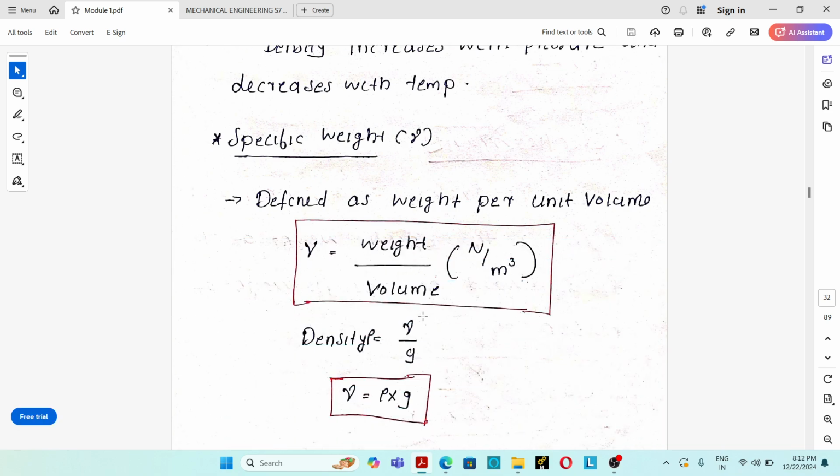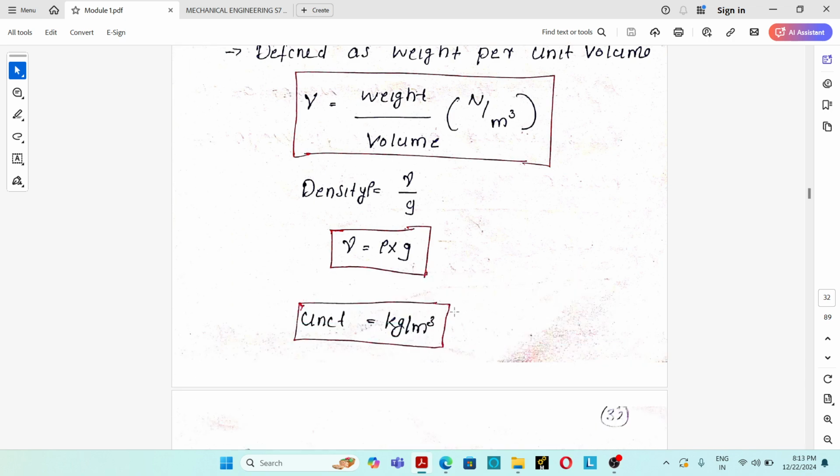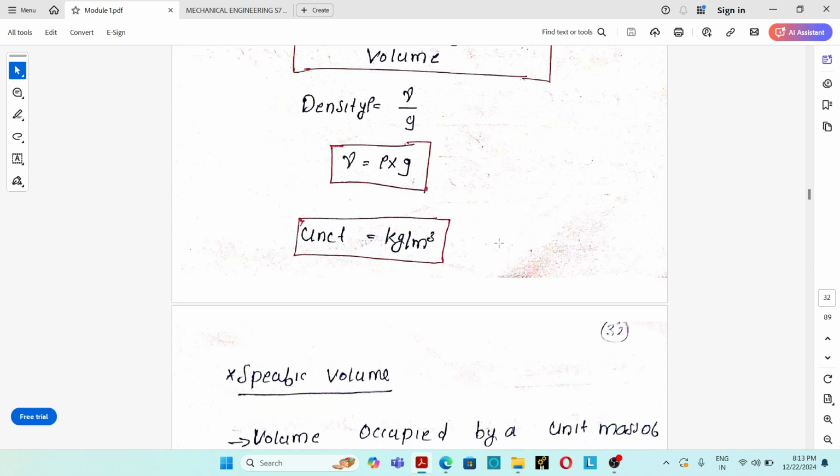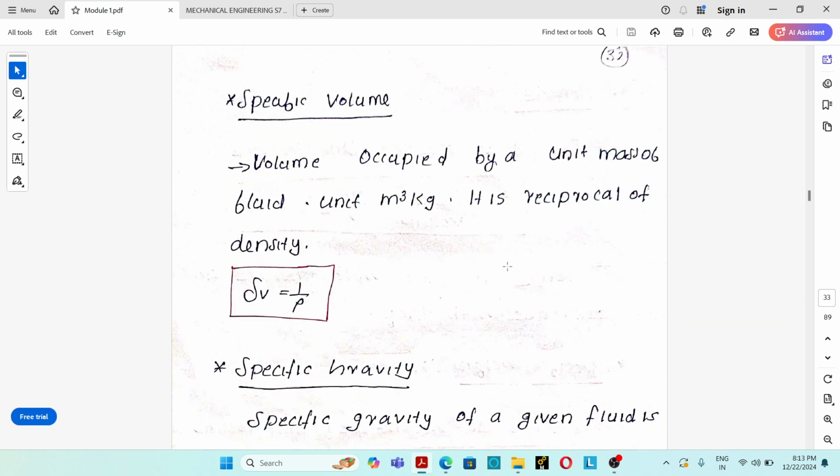Specific weight is defined as weight per unit volume. You can see that it is weight by volume. So density is equal to specific weight by gravity, and specific weight is equal to density into gravity. Unit: kilogram per meter cube. Specific volume is the volume occupied by a unit mass of fluid, unit meter cube by kilogram. It is the reciprocal of density, 1 by rho.